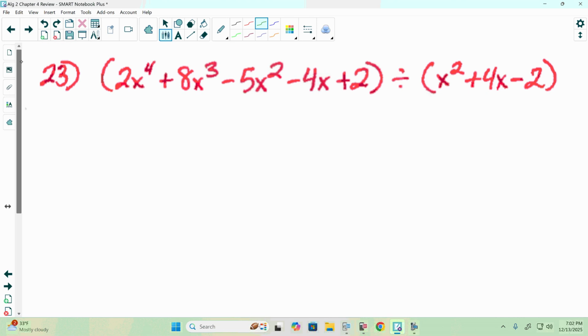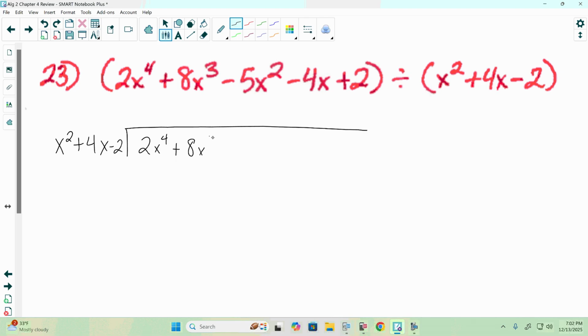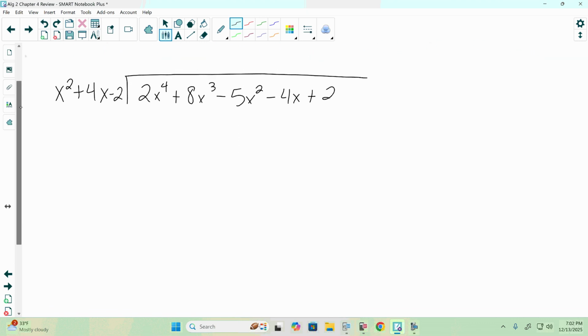23. Again, we've got 2 more division problems. So we're going to divide these here. x squared plus 4x minus 2. We have 2x to the 4th inside, positive 8x cubed minus 5x squared minus 4x plus 2. And again, there is a term missing here. We have to fill it in as 0x to that power. We cannot have any missing terms.